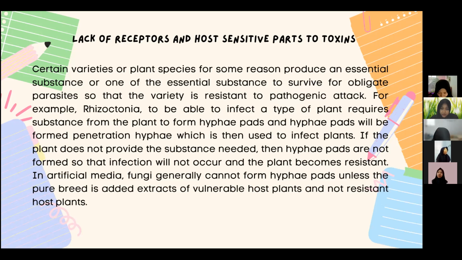For example, Rhizoctonia, to be able to infect a type of plant, requires a substance from the plant to form hyphopodia, and hyphopodia will form penetration hyphae, which are then used to infect plants. If the plants do not provide the substance needed, then hyphopodia are not formed, so that infection will not occur, and the plants become resistant.